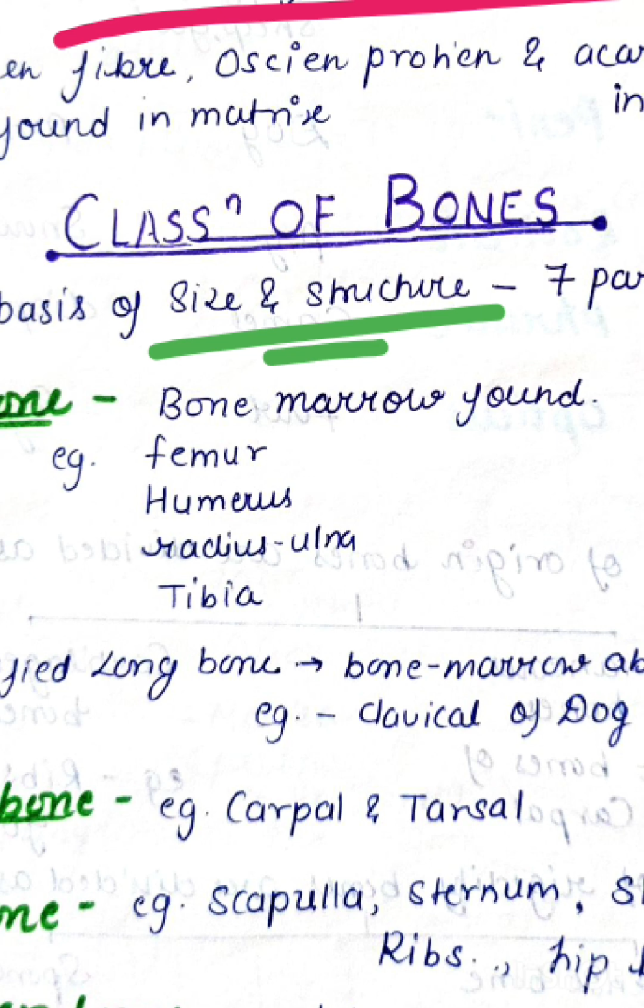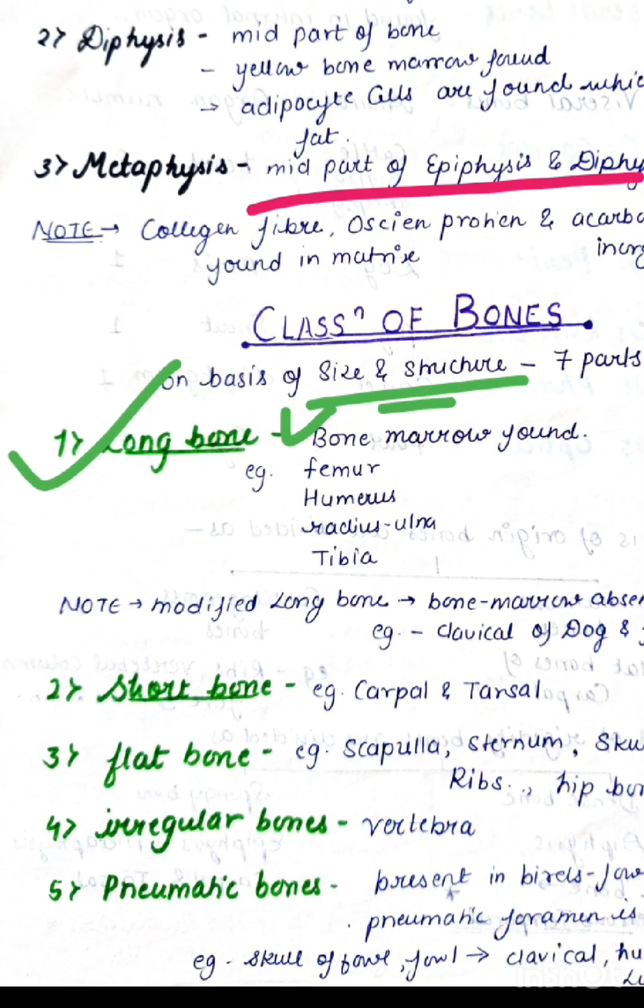A long bone has almost all the structure which a mature bone should have. First, bone marrow is found. The mature long bone should have bone marrow, and examples of these bones are the femur, humerus, radius, and tibia.